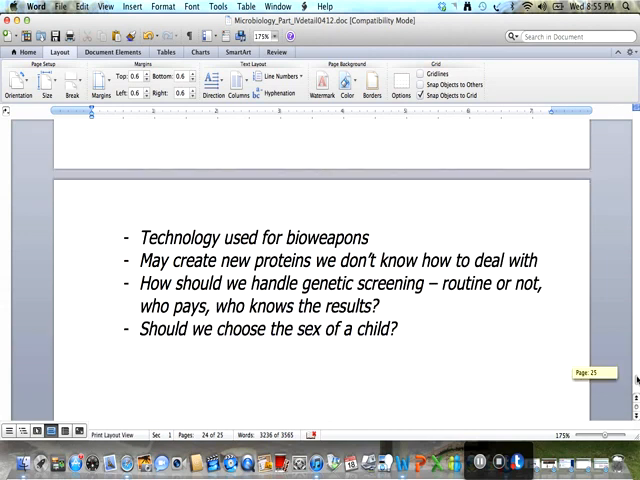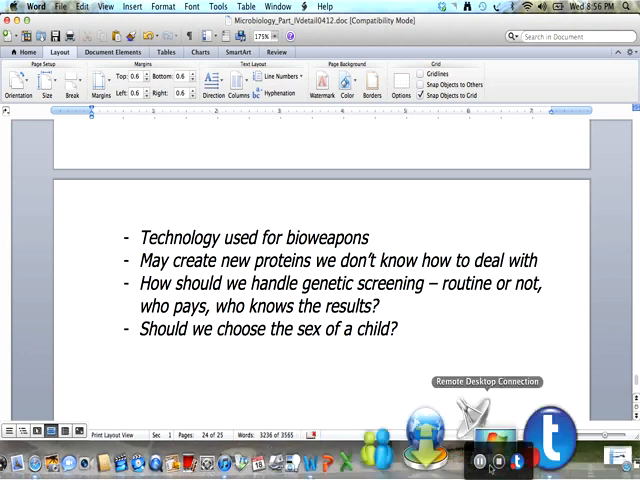How should we handle genetic screening? Should genetic screening be routine or not? Who should pay for it? Who should know the results? Legislation is in the works to protect a patient from being denied insurance coverage and protect privacy with genetic screening. Another question that comes up is, should we be able to choose the sex of a child?